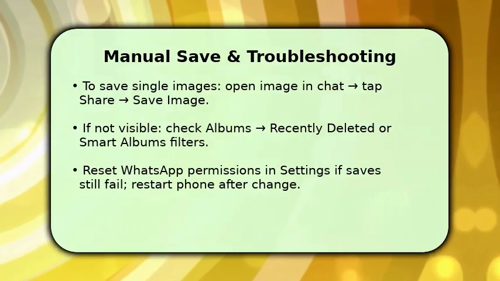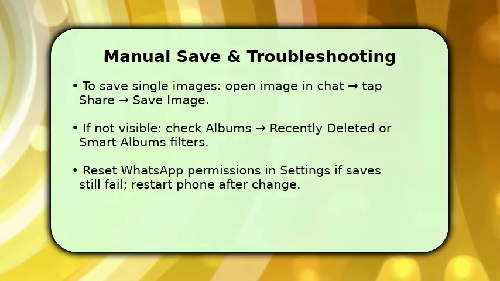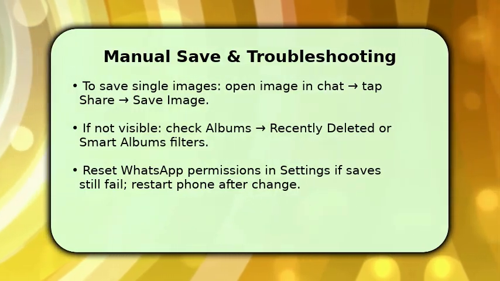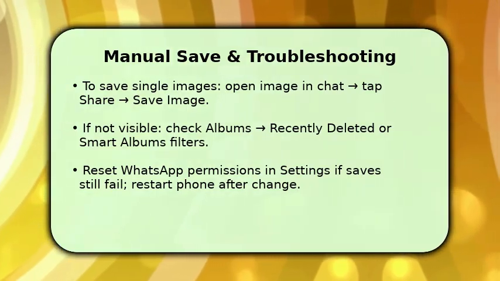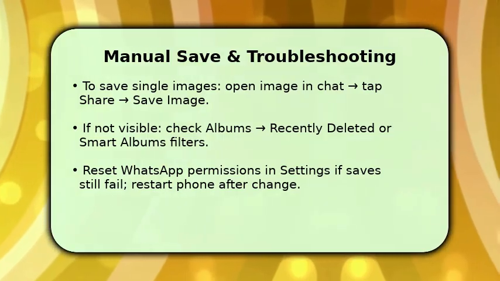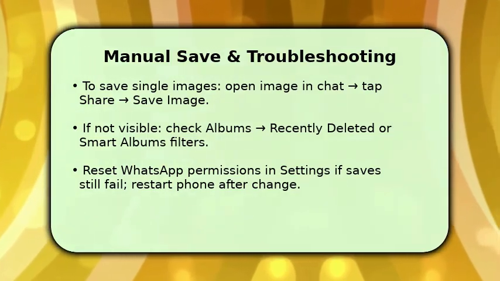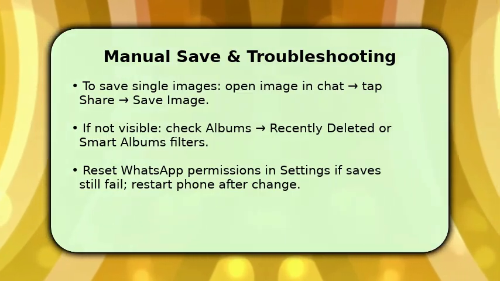If images don't appear, inspect albums including recently deleted and smart albums. Filters sometimes hide new photos. If problems persist, return to Settings and reset WhatsApp photo permission to all photos, then restart your phone. This refresh often clears permission caching issues. With these final checks, your WhatsApp images will reliably appear in the iPhone gallery.